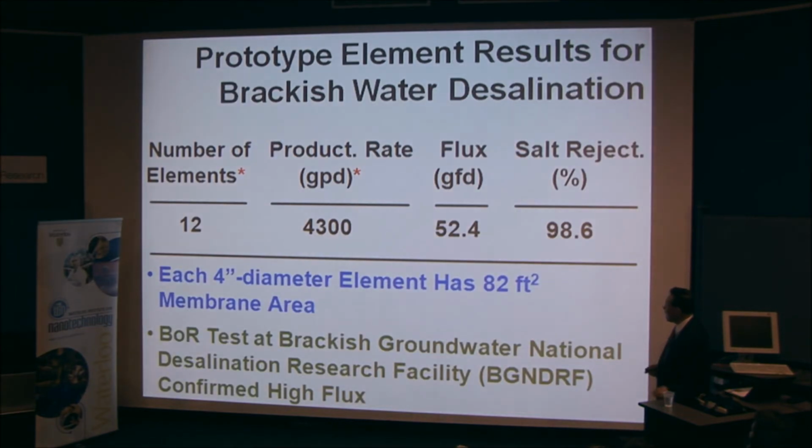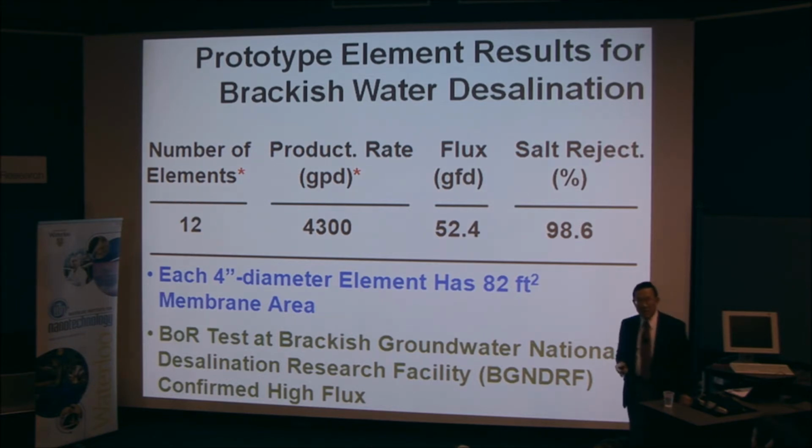Before they ship to us, they wrap it in foil. We made 12 of those membrane modules, and their productivity is about 4,300 gallons per day. The membrane area is about 82 square feet for each module. Averaged out, the flux is also on the order of about 52 GFD.